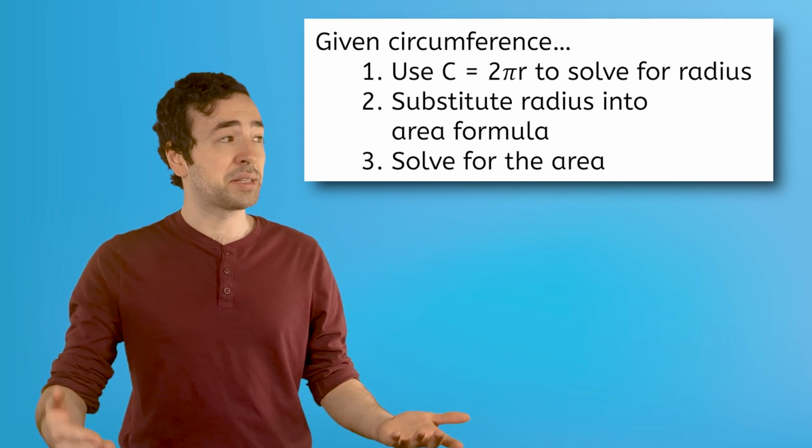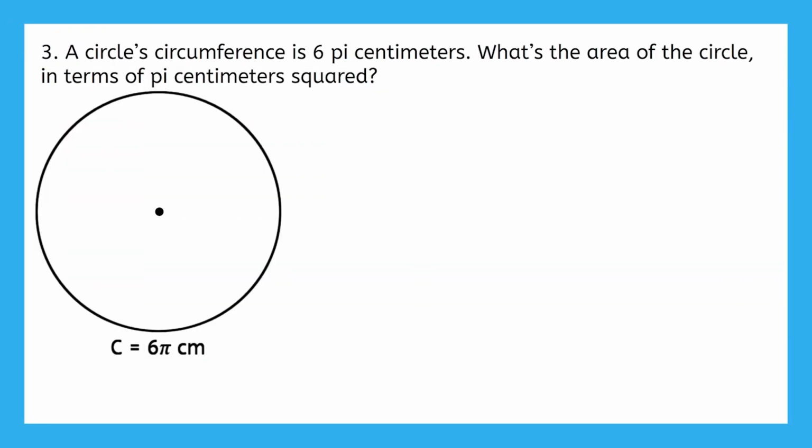All right, let's try example 3. Since we're starting with the circumference, the first formula we need is c equals 2 pi r. Substitute 6 pi in place of c, so now it's 6 pi equals 2 pi r. We need to isolate r, so we'll start by dividing by 2 on both sides. That leaves us with 3 pi equals pi r.